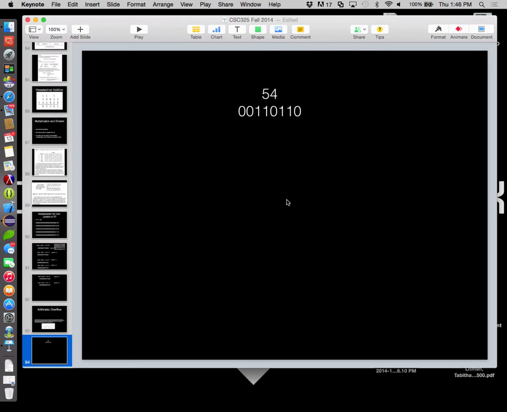And it did say 8 bits, so the correct answer should have all 8 bits. If that's the only thing you miss on that one, I probably won't take points off, but it did ask for an 8-bit representation, so you should pad it out. All right.